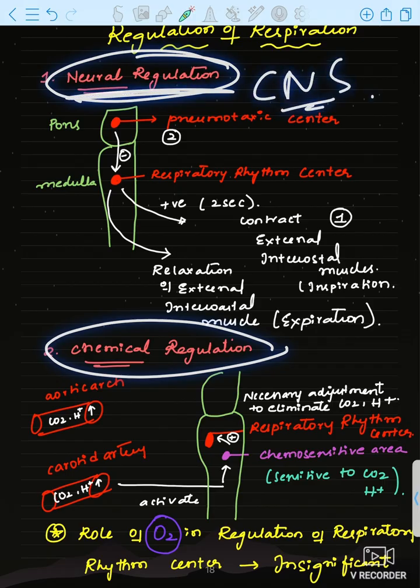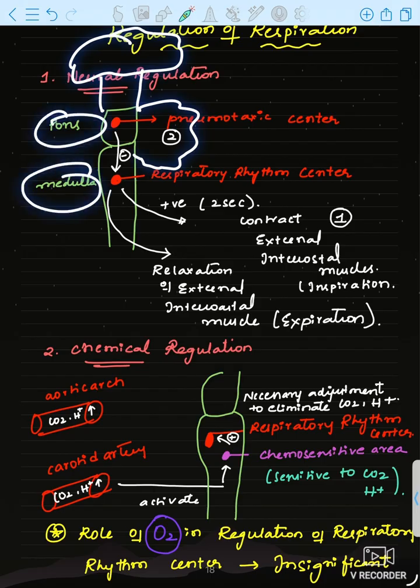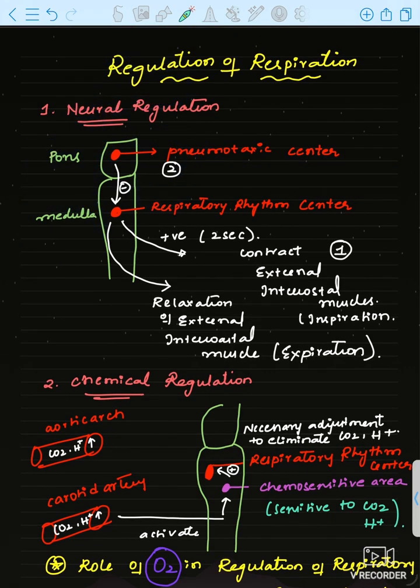In the CNS, you see this is the forebrain, this is the midbrain and this is the hindbrain. The hindbrain contains the pons, medulla and cerebellum. Here in the medulla, the main center for respiration is there, that is the respiratory rhythm center.